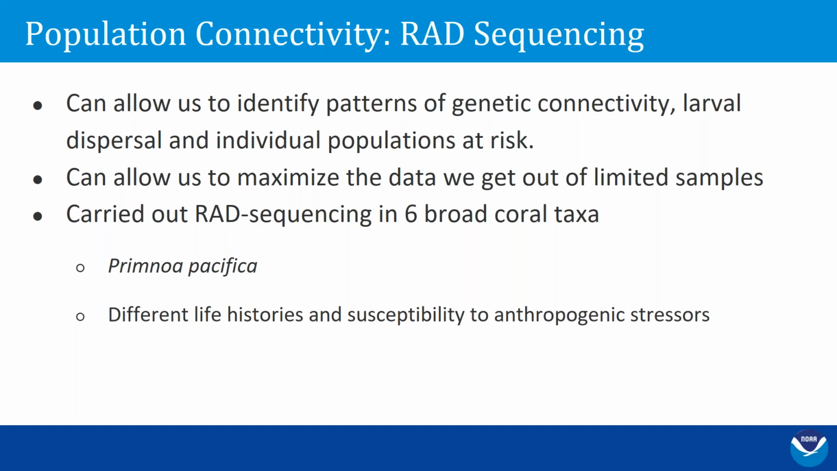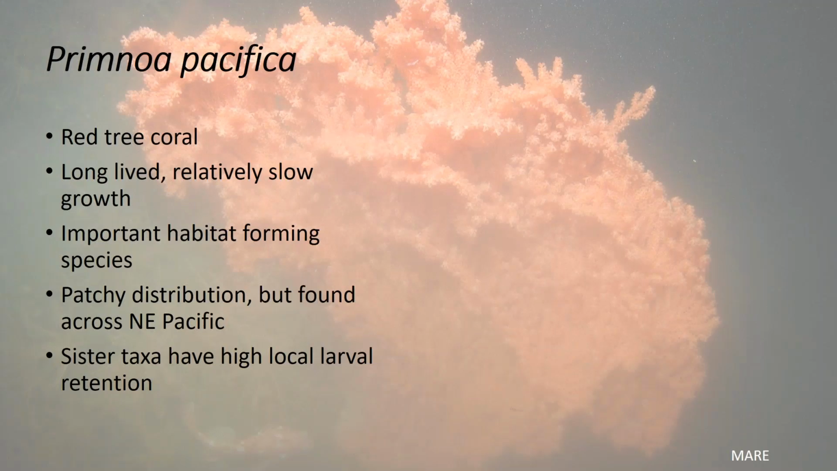Primnoa from Southeast Alaska. We're interested in knowing about population connectivity because different corals have different life histories in terms of how they spawn and disperse their larvae. And this means that they can have different susceptibility to anthropogenic stressors and different abilities to recover. And so when we're looking at population connectivity, we will be looking at it in multiple different types of corals because the connectivity patterns you see in one coral may not correspond to the connectivity patterns you see in a different species.